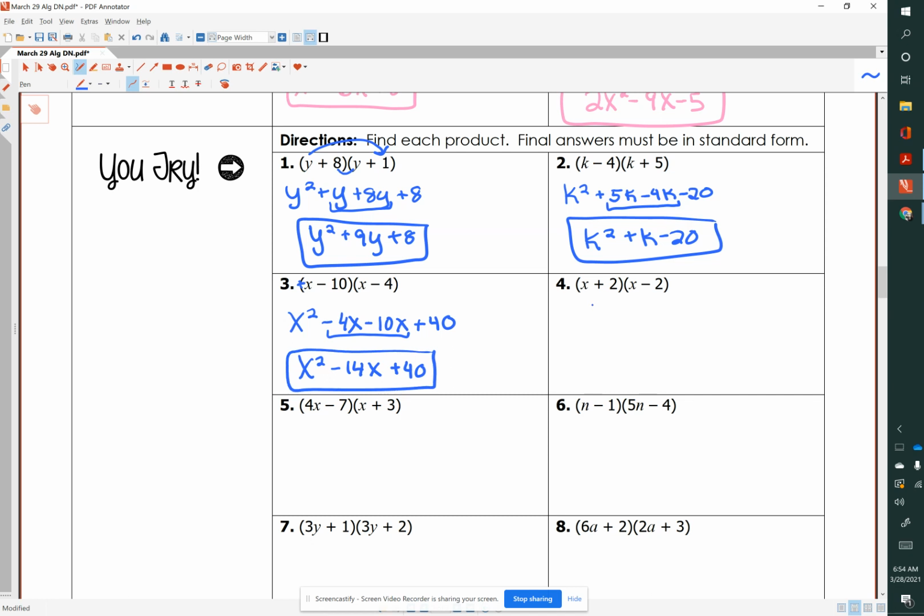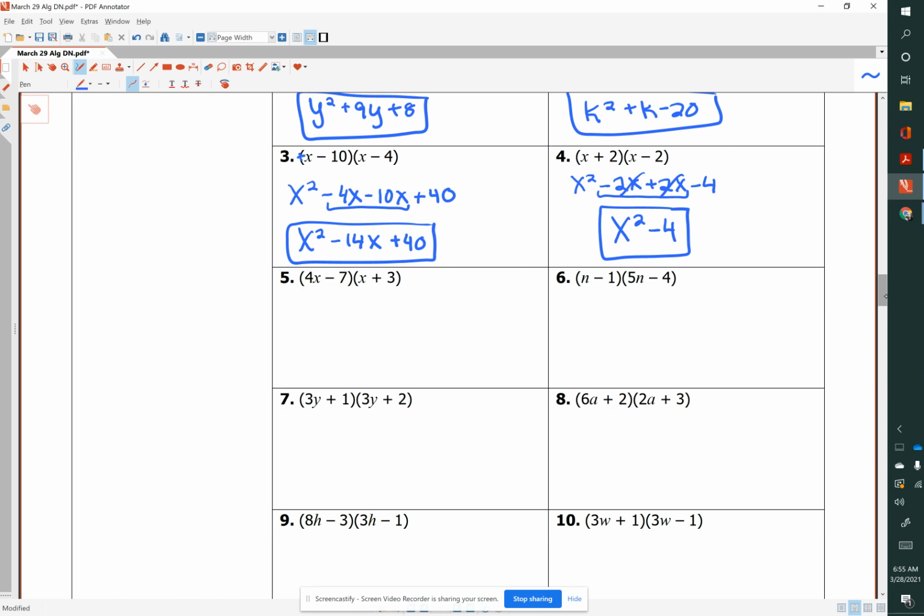And number 4, x squared, outer minus 2x, inner plus 2x, last negative 4. Now look carefully. What happens here? Positive 2x minus 2x, those will cancel each other out, and our final answer is x squared minus 4. So try the next 4. They're getting a little more tricky, and then come back to the video, please.